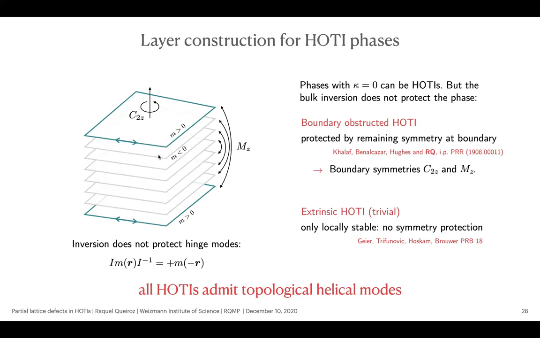And because it's hard to actually remove it, even if you break all of these symmetries, you would need to do some kind of non-local thing to remove this state completely. It's also possible that these states are just there by chance because you didn't complete your effort of removing them from the surface. In that case, what you have is called an extrinsic higher order topological insulator. But in this case, there's no global protection for these states at all. It's a trivial state if you look at the bulk Hamiltonian.